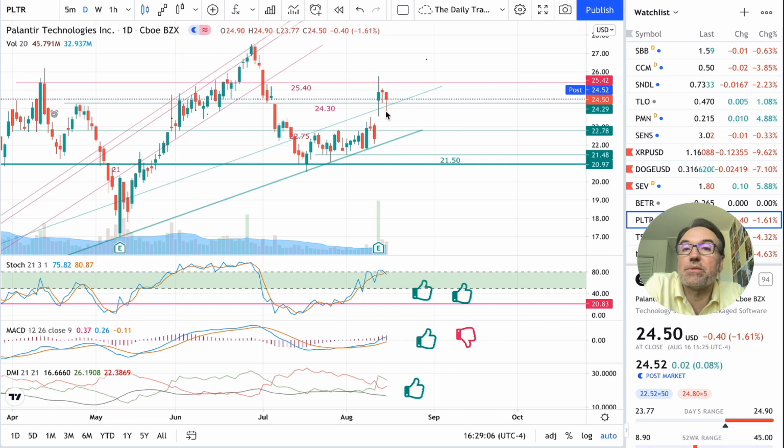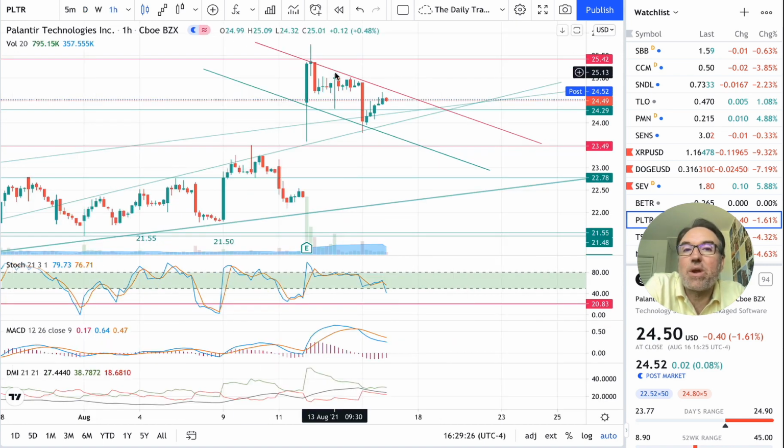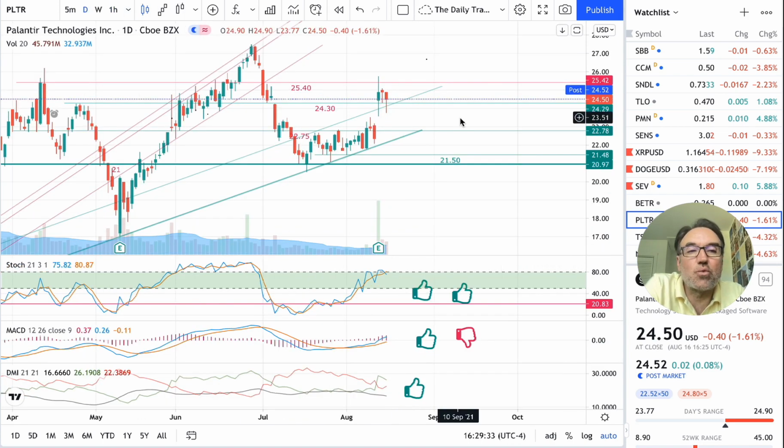It's entirely possible that we come back down to 22.75. We can easily come back down to 22.75. I would not be surprised. We can stay there, it's also possible, but we'll see what happens. Because from a daily perspective, things are still good. From an hourly perspective, that's where things are really changing. So we'll see who wins between the daily and the hourly chart.